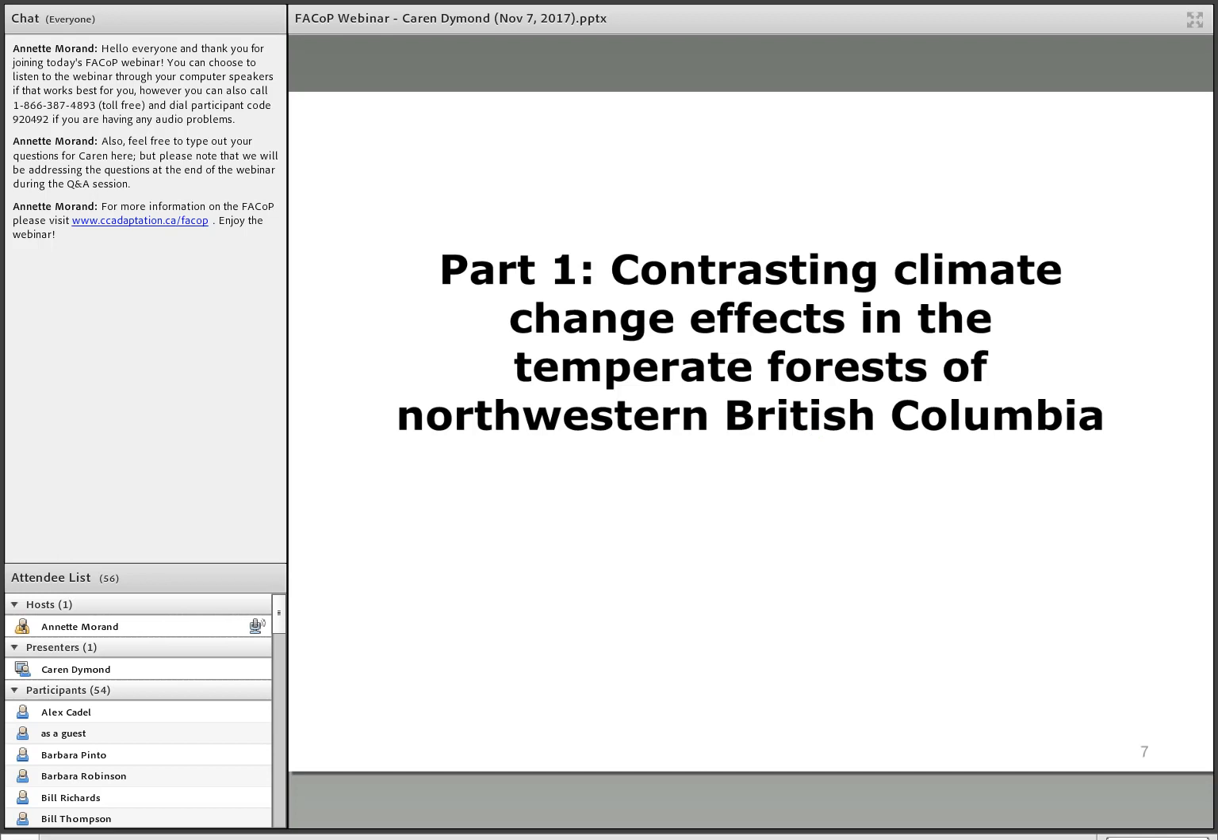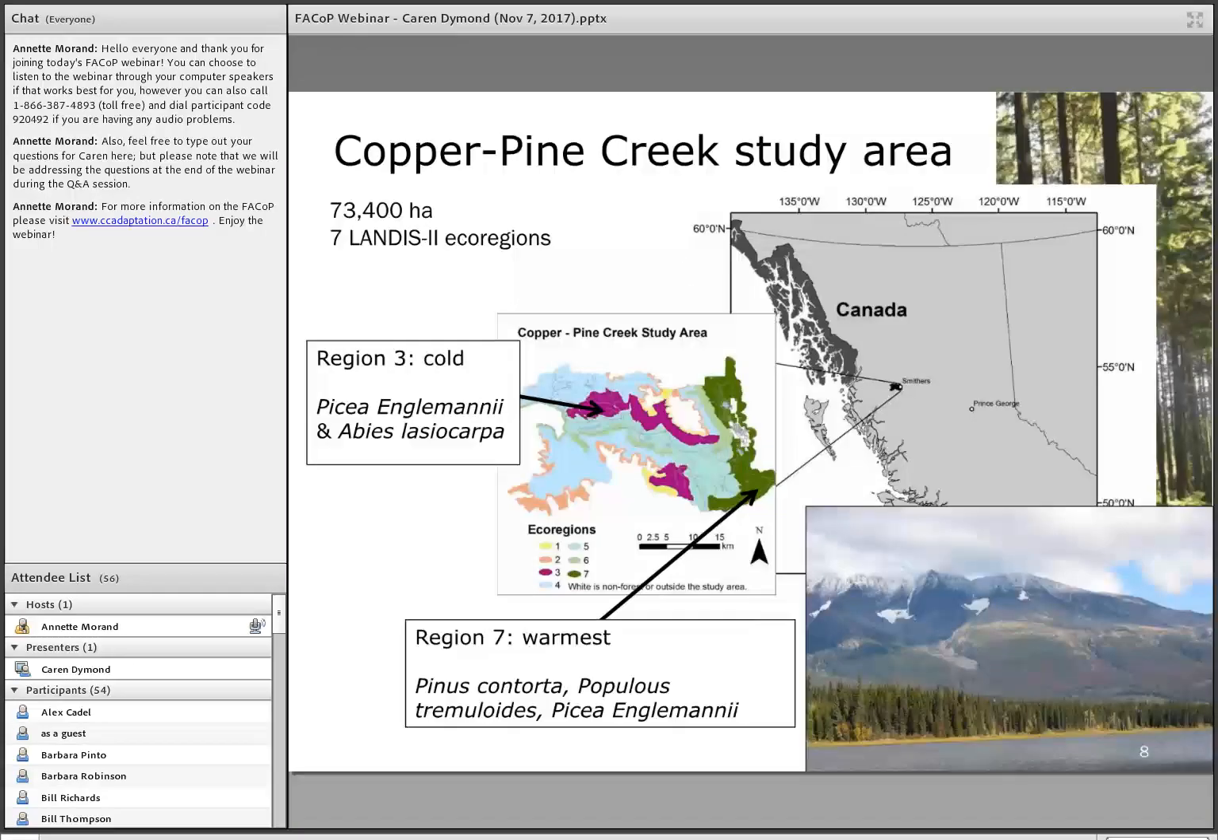So the first study I'm going to talk about is the contrasting climate change effects that we found in this study area in Northwestern British Columbia. This area is just west of Smithers, called the Copper Pine Creek Valley. This area here on the map is actually the town of Smithers, and then the valley runs east-west here up to tree line.